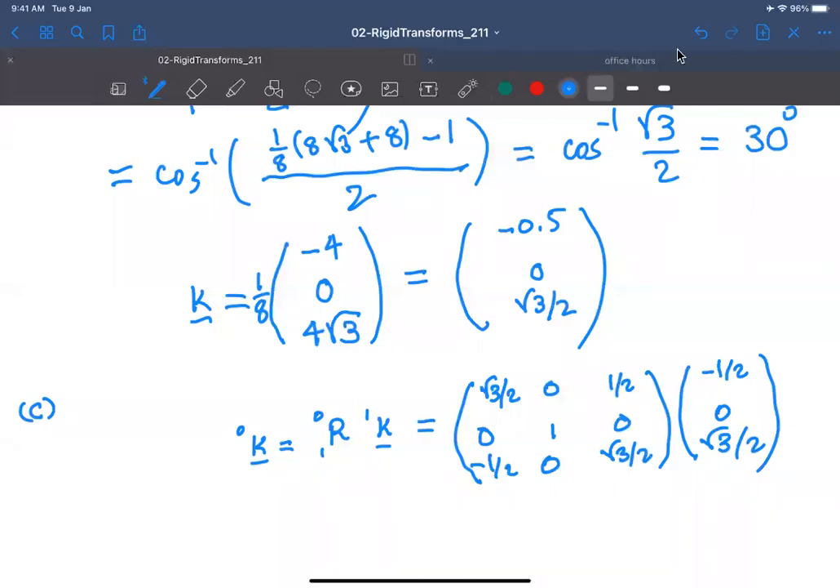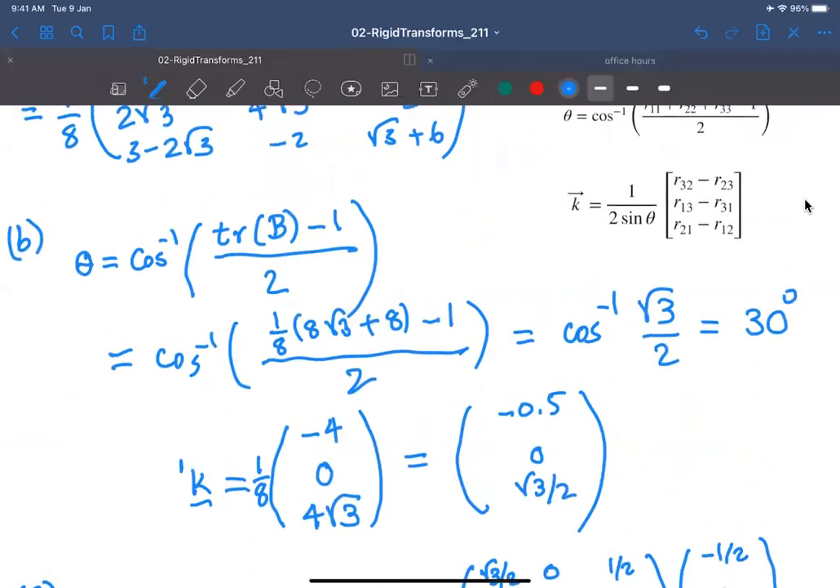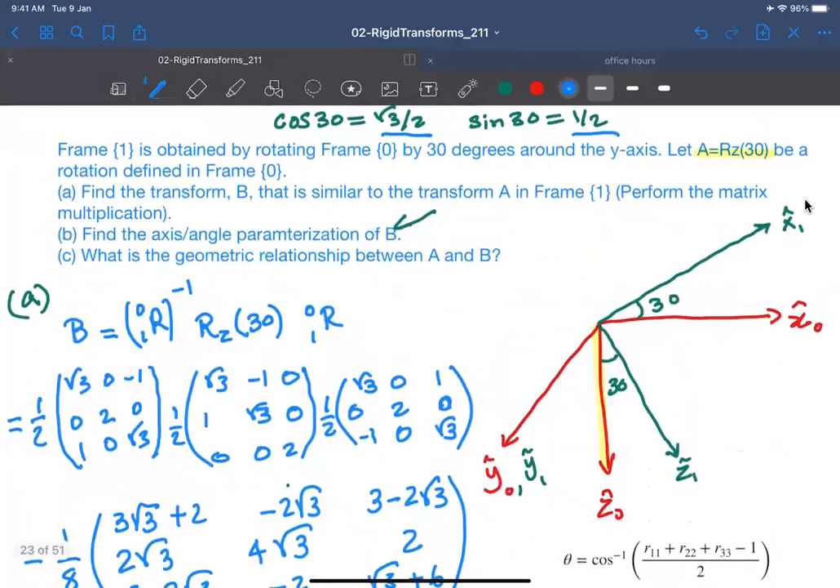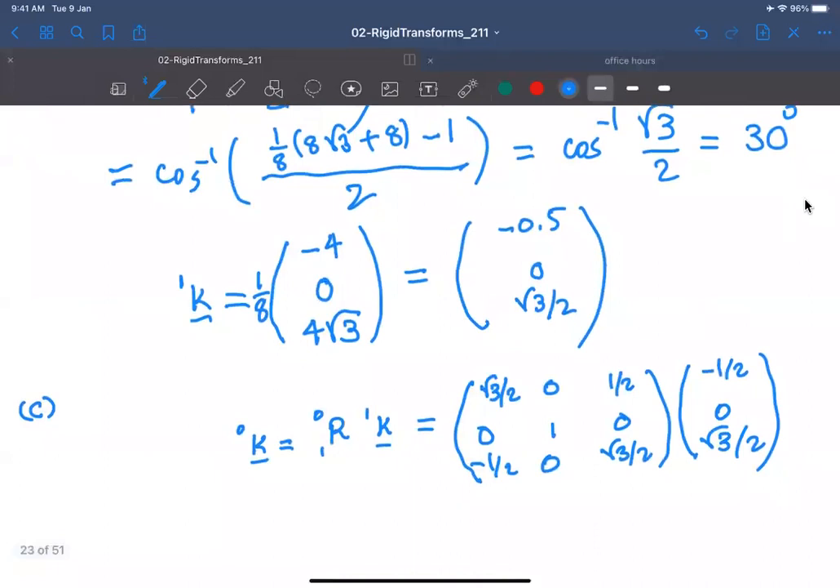Now for K, remember that we are defining K with respect to frame one, because the matrix B was defined with respect to frame one. So it's K in one. Now, in order to find the relationship and answer the geometric relationship between A and B, we must relate what K is in frame zero. Okay, so we know that K in frame one is this one.